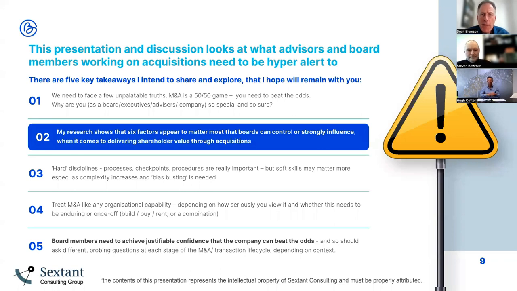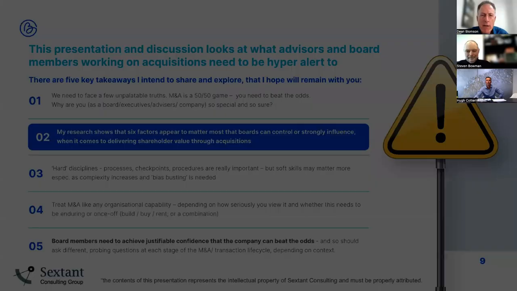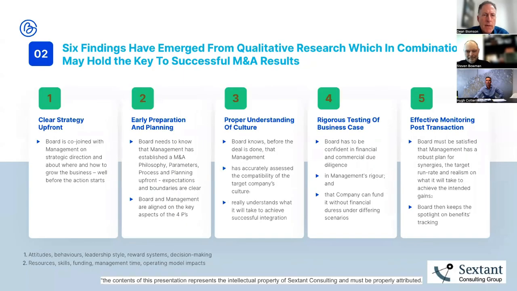So let's look at the 6 factors that significantly improve your chances of success as the acquirer. And maybe these will seem bleedingly obvious to you. And I think most boards would say, yes, we do that. But time and time again, it appears these are not done well or they're skipped.